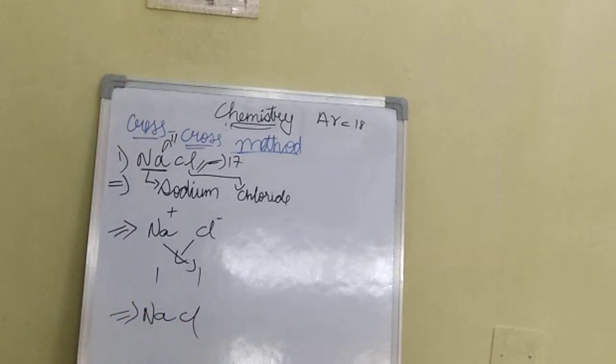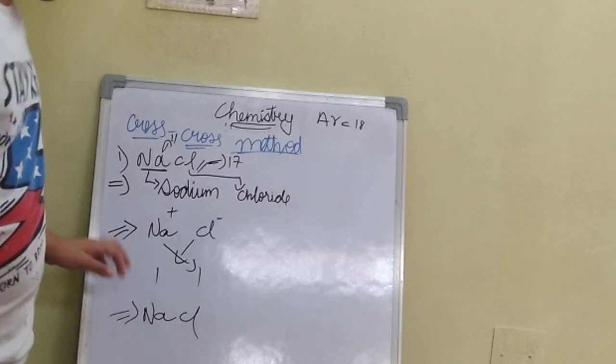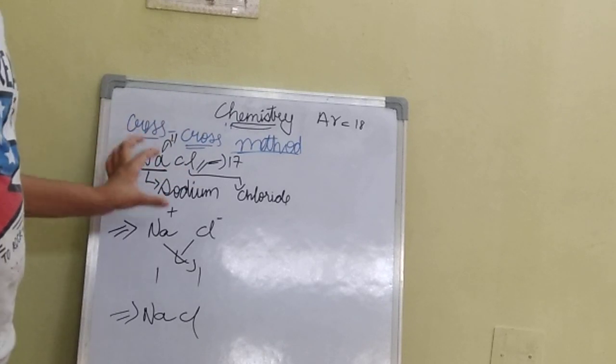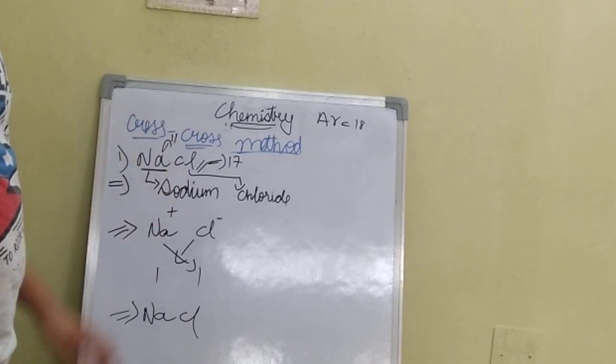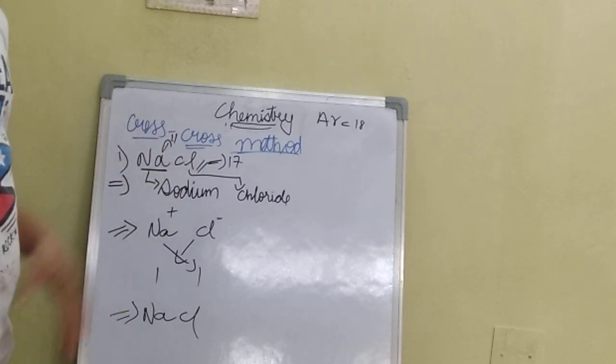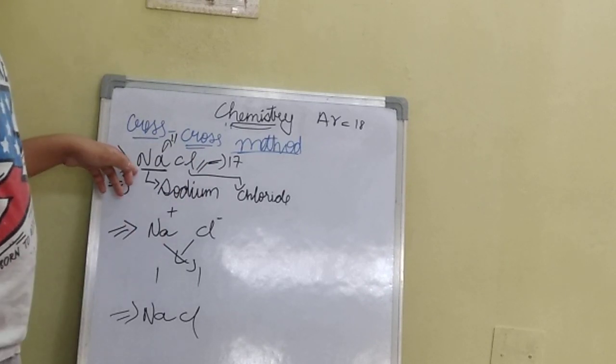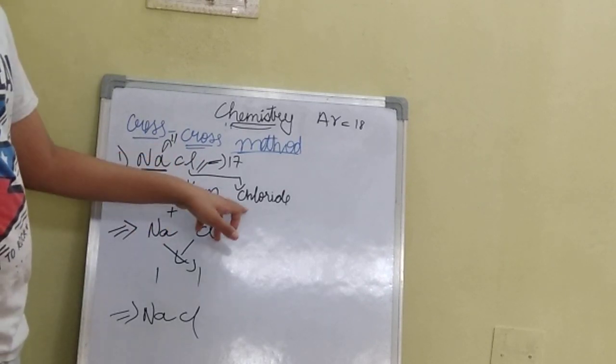Nothing but sodium chloride. Once again I am telling you, first we should write the compound. What is the compound? Sodium chloride. Then we should write the name. Then you will not get confused. Na means sodium. Cl means chloride.